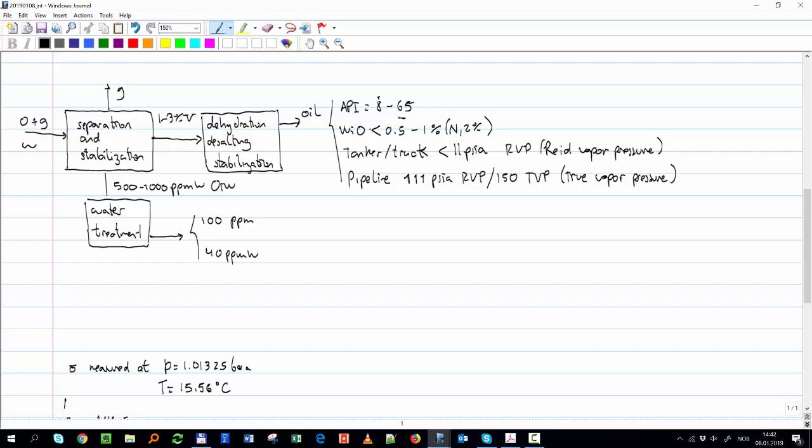Okay? Which is, they are related, okay? It's just the way you measure it, but they are related. This true vapor pressure and Reid vapor pressure are related. That's the one we use in Norway. Most of the fields we use, okay, 150 TVP.